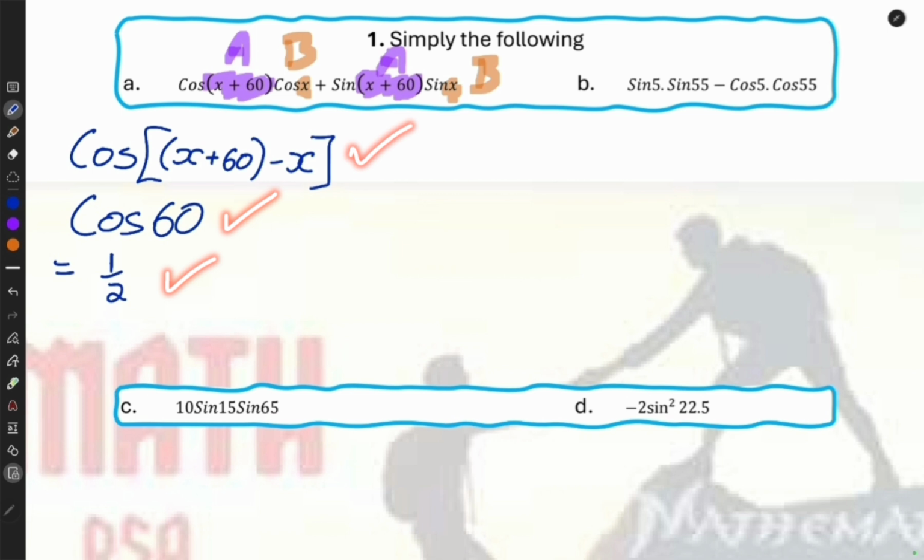This question would be 3 marks. You would get a mark for choosing the correct compound formula and getting A and B correct, then for simplifying, and then for actually getting the final answer, so 3 marks.